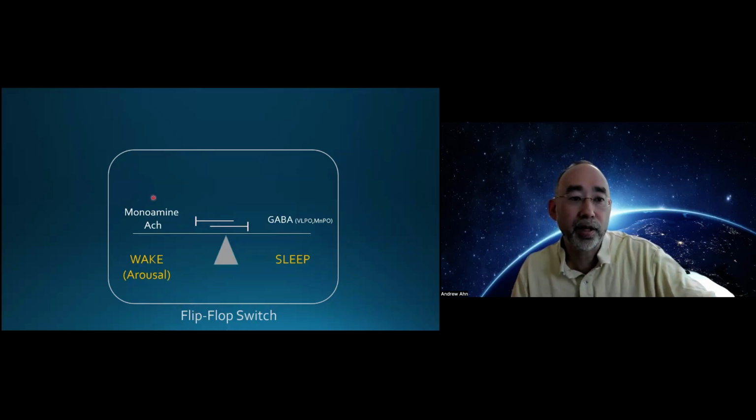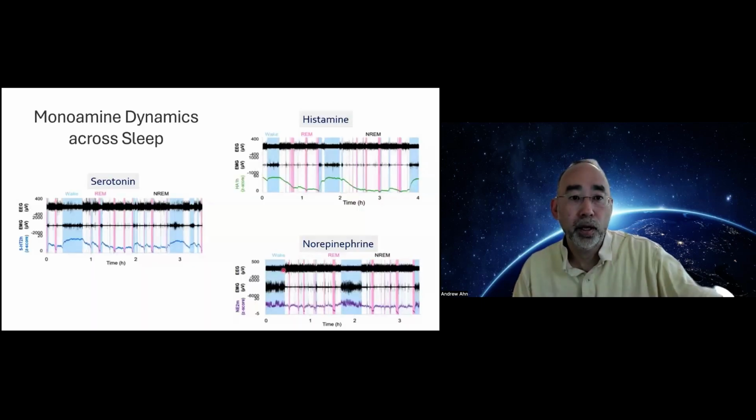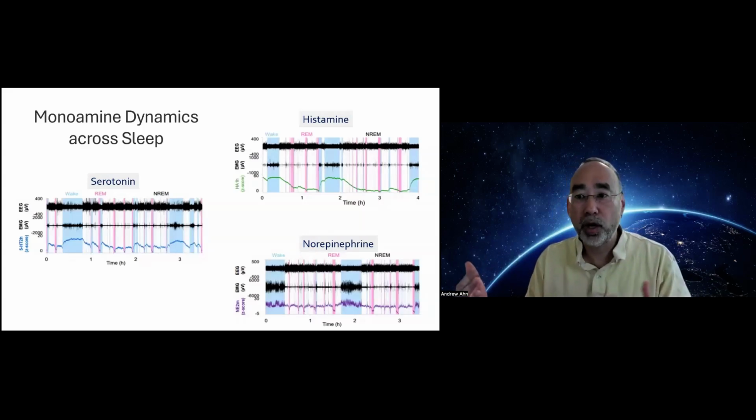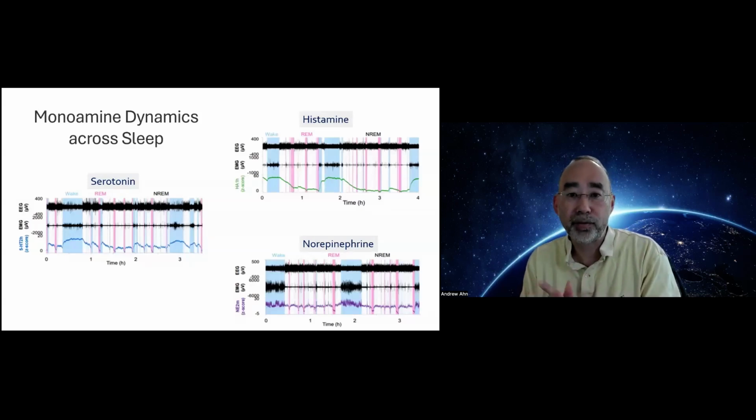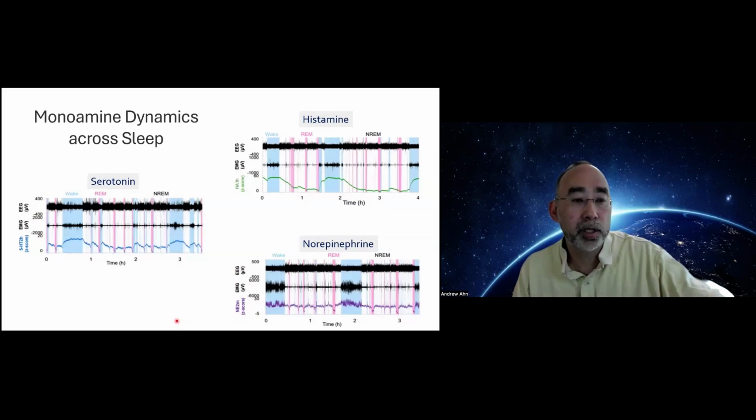And again, you can see that the monoamines and acetylcholine are on the wake side, GABA from the VLPO and MnPO is on the right, associated with sleep. Now, this flip-flop model, while useful conceptually, is maybe an oversimplification in some ways. In reality, the dynamics of these neurotransmitters are much more nuanced.